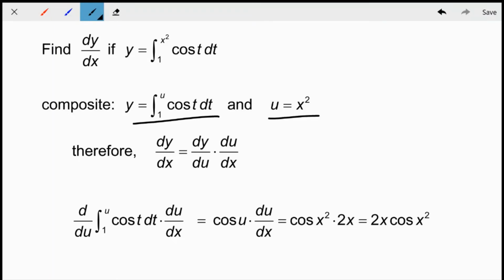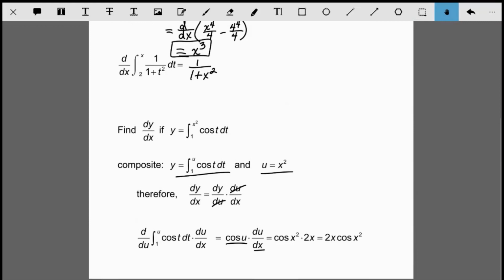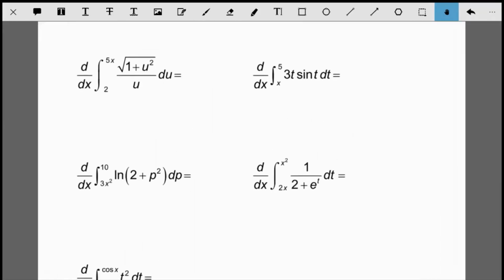And now if I take the derivative of y with respect to u, I'm going to get the cosine of u. If I take the derivative of u with respect to x, I'm going to get 2x. And notice that these things are going to cancel out, giving me dy dx. So that's what we did down here. We got cosine u times du dx is cosine x squared times 2x, or 2x cosine x squared. So the main thing is you just have to take the derivative of that limit of integration into account when it's not just an x. Okay, so I'm going to show you a couple of examples here and then I'll have you try some.